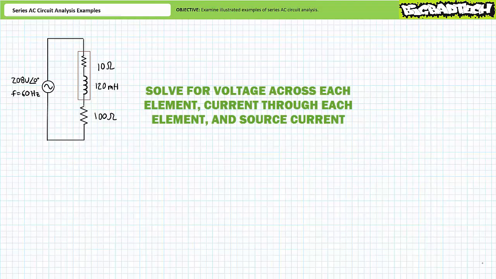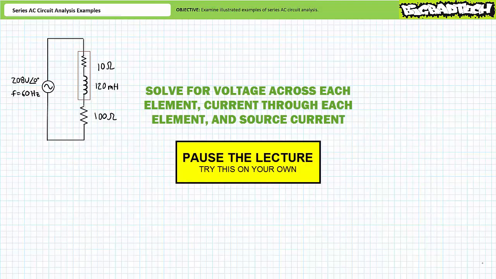We're again being asked to solve for the voltage drop across each element, the current through each element, and the source current. By all means, pause the lecture and try this on your own. If you're tracking, you should obtain the following results.